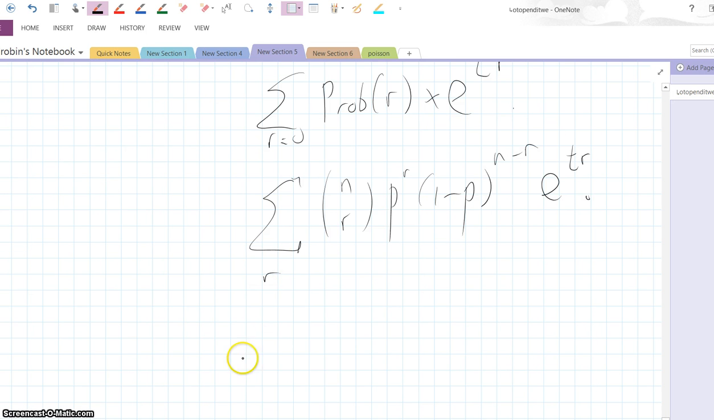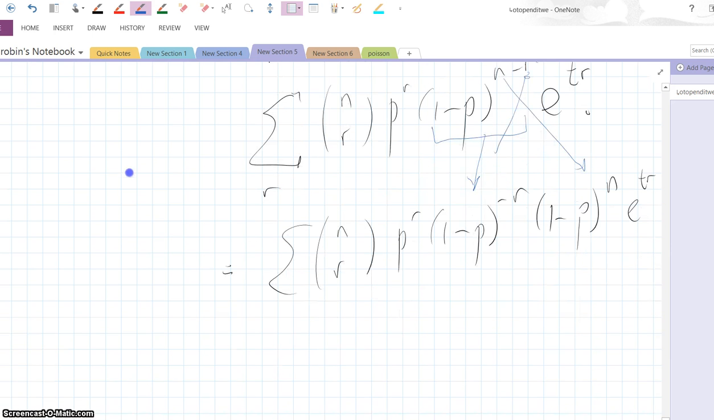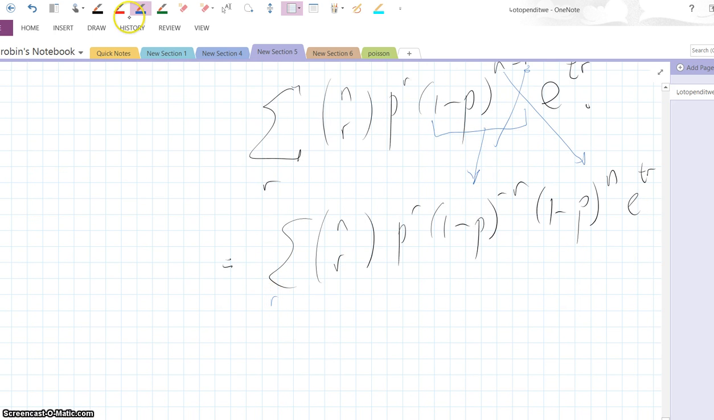Now I'm just going to rewrite that a little bit. That's the sum of n choose r, p to the r, 1 minus p to the minus r, 1 minus p to the n, e to the t r. I've not done any magic here. All I've done is decompose that term and split it into a minus r and an n. This is the sum from r equals 0 to n.